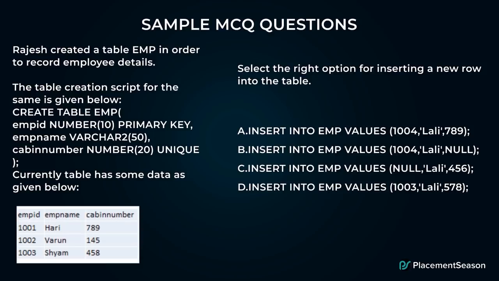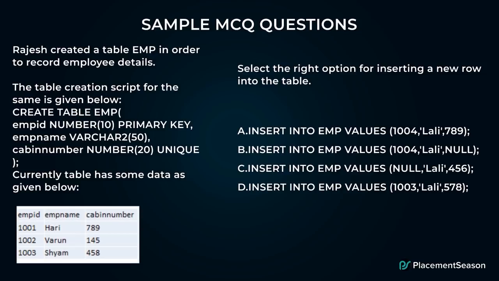Let's check option A. Insert into employee values with employee ID 1004 and the name and the cabin number 789. So the first two fields are fine because 1004 is not yet inserted in the table, for the primary key column employee ID, and the name is also fine, but the cabin number 789 is already in the table. Since we declared cabin number as unique, we cannot insert another 789.